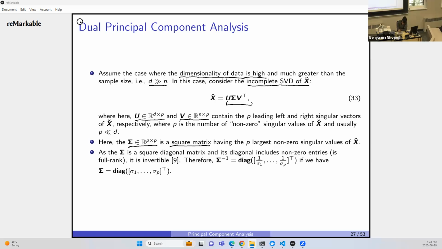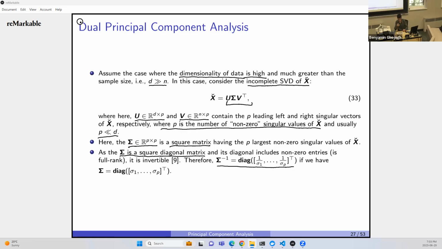Here U and V have the left and right singular vectors in them. And P is the dimensionality of the subspace, because we're considering the truncated projection matrix. Then what happens? P is much less than D for the sake of dimensionality reduction. We can see P as the number of non-zero singular values of X hat. Then what happens? Sigma is P by P, and it is a square diagonal matrix. So its inverse is the diagonal of the inverse of the diagonal elements, because it's a diagonal matrix.